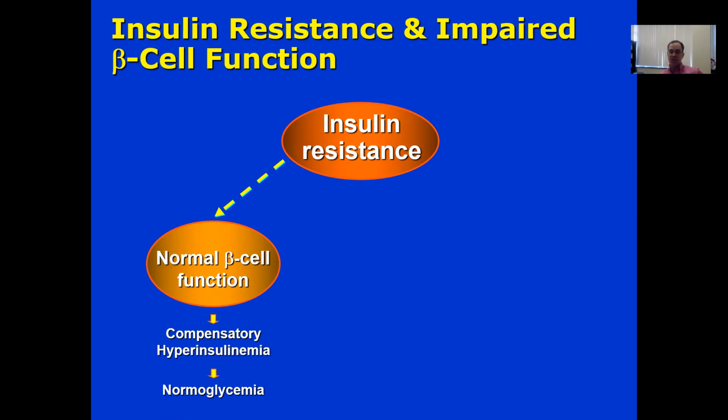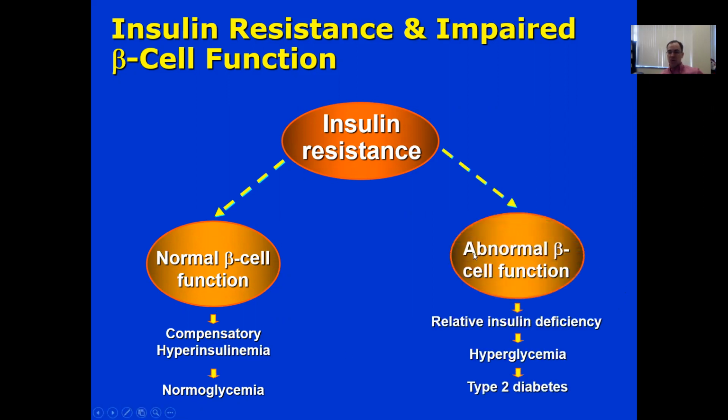However, over time, if left untreated, they start to have abnormal beta cell function as the pancreas starts to wear out. You start to have relative insulin deficiency because the pancreas just can't keep up with the rising blood glucose levels. Therefore, as insulin levels start to drop, your hyperglycemia, high blood sugar, starts to set in. And eventually, if left untreated, hyperglycemia over the long term can develop into type 2 diabetes.